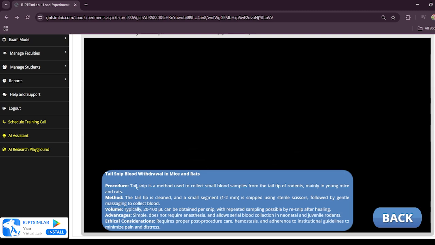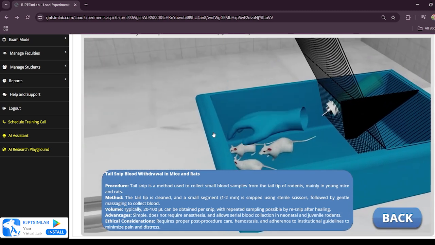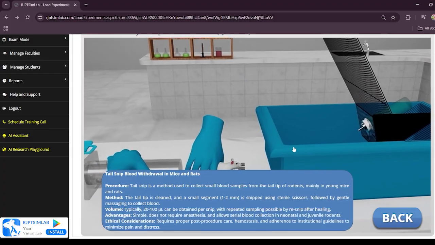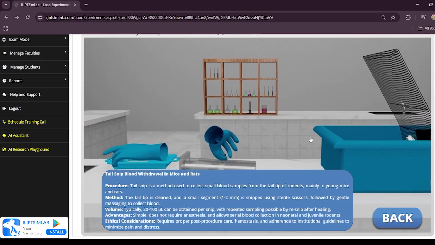The procedure of this technique says that tail snip is a method used to collect small blood samples from the tail tip of the rodent, mainly in young mice and rats. This statement says that this method is used to collect small blood samples from the tail tip of the rodent, and this technique is mainly used for young mice and rats. The method says the tail tip is cleaned and a small segment, 1 to 2 millimeters, is snipped using sterile scissors, followed by gentle massaging to collect blood. The statement says that the tail tip is cleaned.